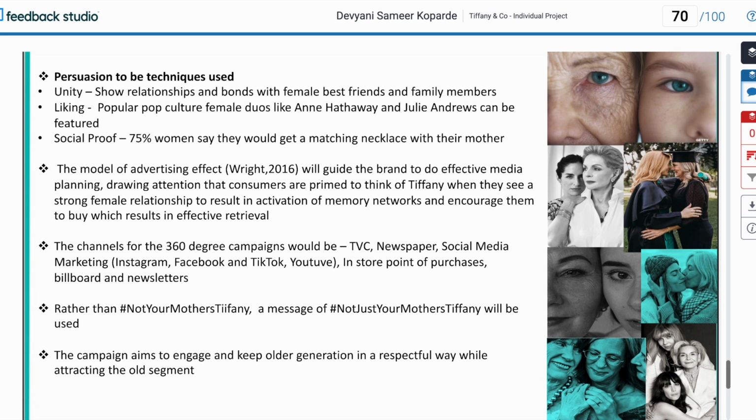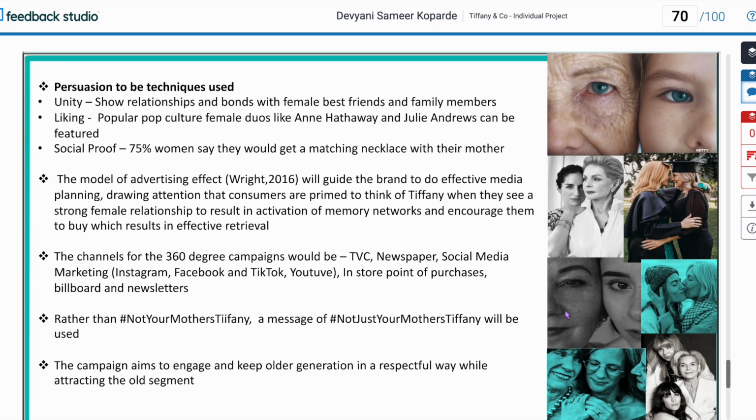So which are the persuasion techniques? Unity: show relationships and bonds with female best friends and family members, liking popular pop culture; female duos like Anne Hathaway and Julie Andrews can be featured. These are from The Princess Diaries, so of course that goes with Tiffany blue. And social proof, like 70%, 75% of women say that they will get matching necklaces with their mother or something like that. The model of advertising effect will guide it, and that was the message. The campaign would be called Not Just Your Mother's Tiffany.